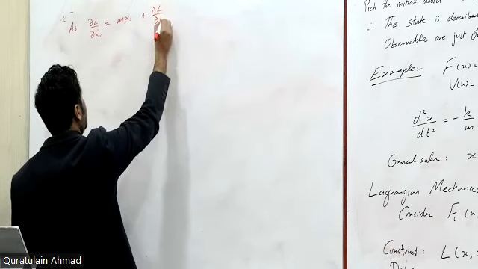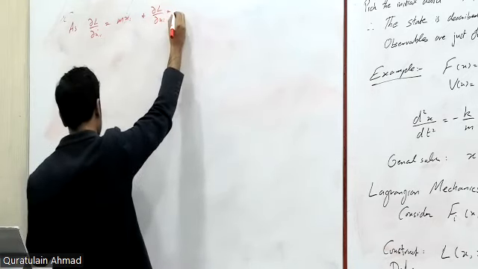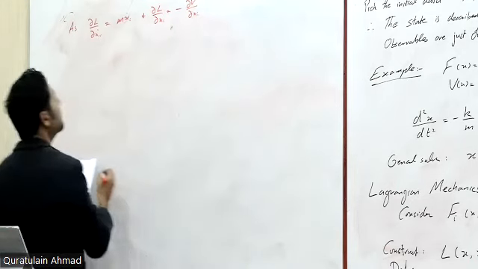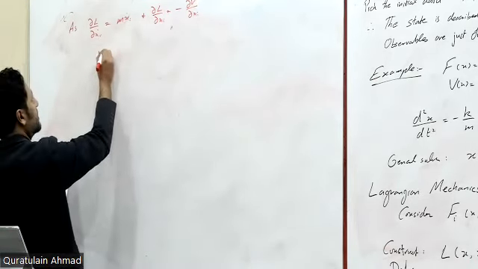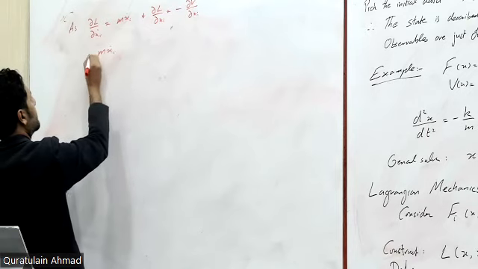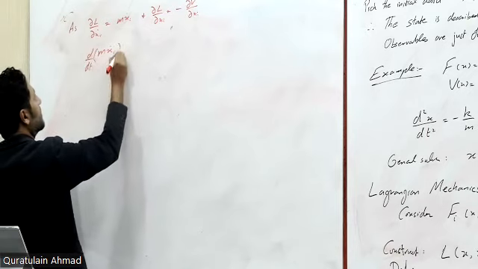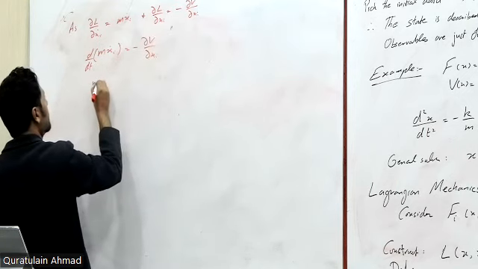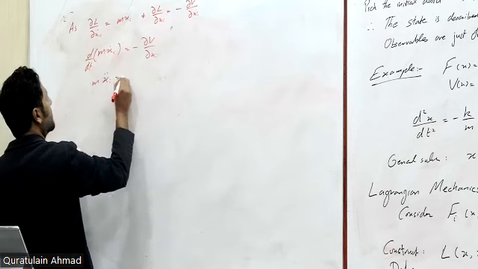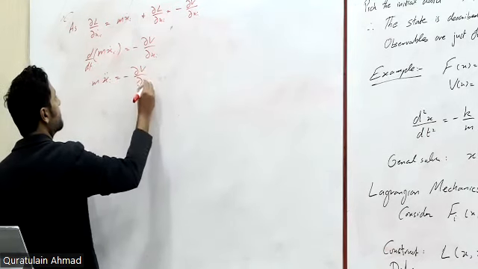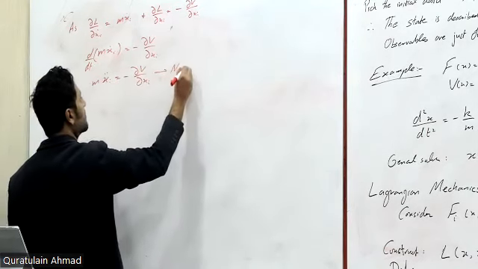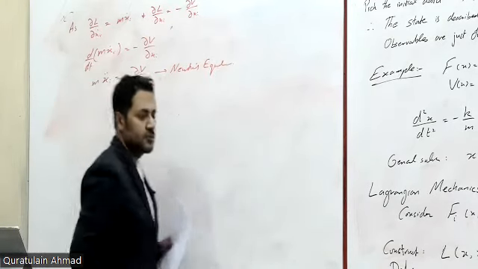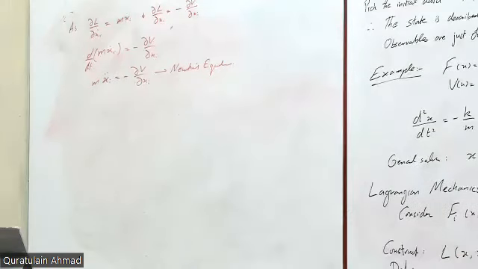What is dL by dxi? This is just minus dV by dxi. So the Euler-Lagrange equation tells me m xi double dot is minus dV by dxi, which is the Newton equation. So if I construct the Lagrangian this way, I'll get Newton's equation back.